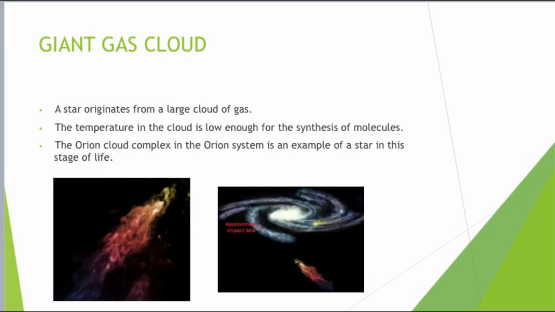And the second thing that we are going to talk about is the first stage, the giant gas cloud. A star originates from a large cloud of gas. The temperature in the cloud is low enough for the synthesis of molecules, and the Orion cloud complex in the Orion system is an example of a star in this stage of life. And here are some pictures that show you how the giant gas cloud looks.